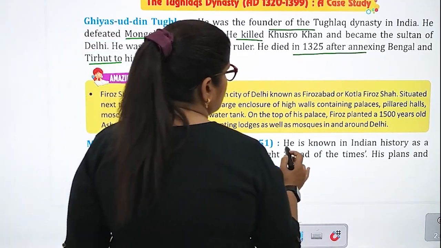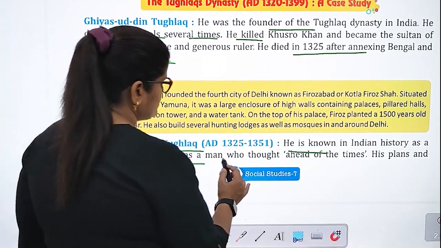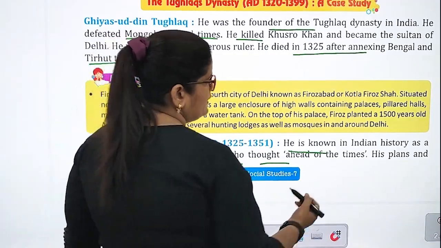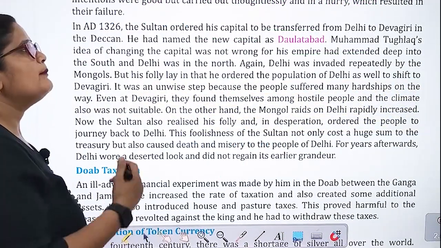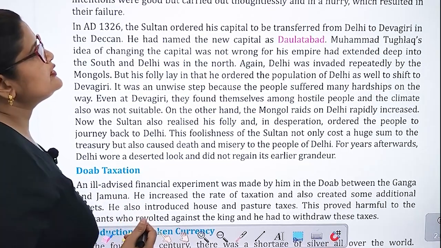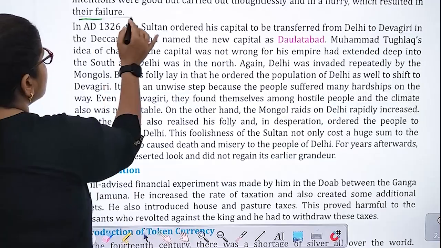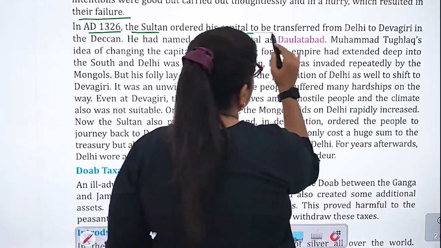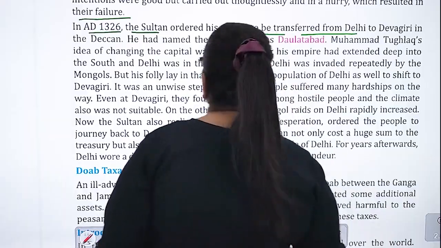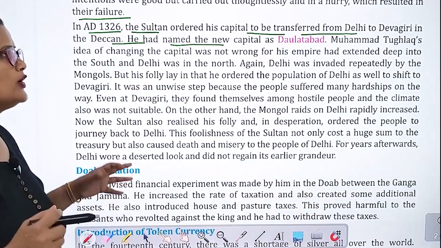Muhammad bin Tughlaq is known in Indian history as a confused genius. He was a man who thought ahead of his time. So his plans and intentions were good but carried out thoughtlessly and in a hurry, which resulted in their failure. In 1326, the Sultan ordered his capital to be transferred from Delhi to Devgiri in the Deccan. He gave it the name, the new capital of Daulatabad.